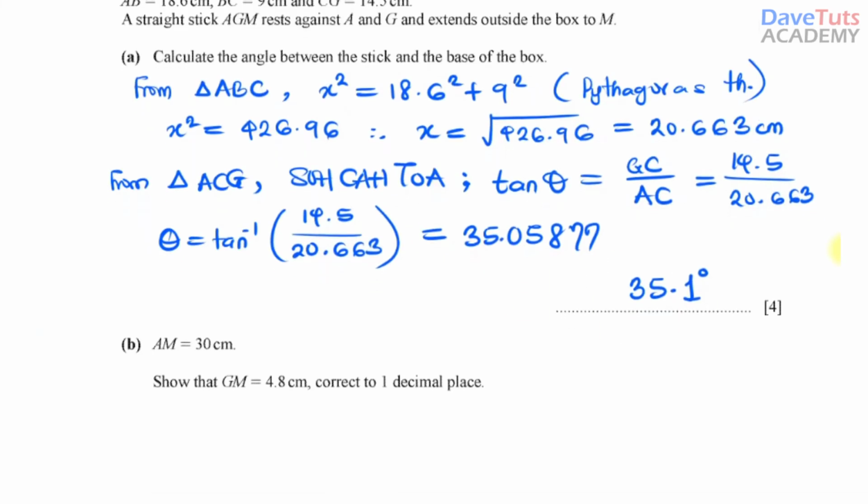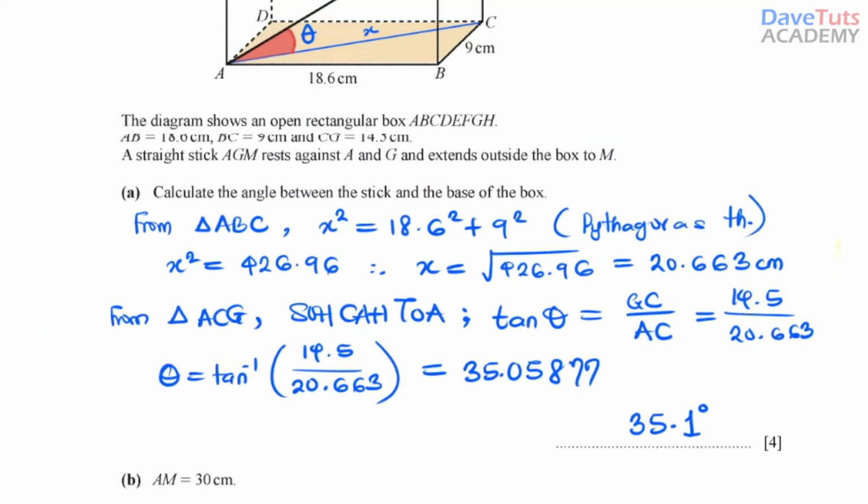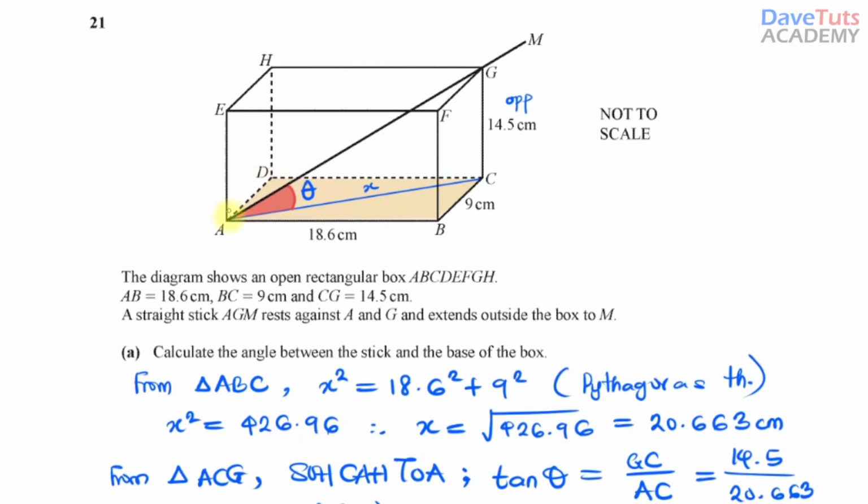Okay, now we are given that AM is 30 centimeters. We are to show that GM is 4.8 centimeters correct to 1 decimal place. So let's look at the diagram. AM is 30. So here AM is 30.